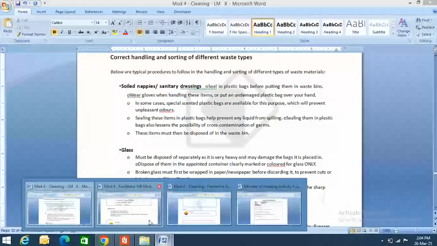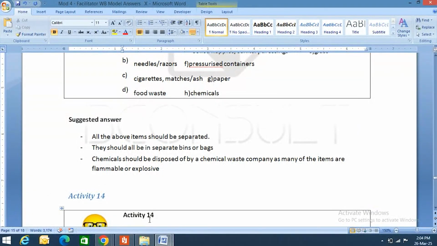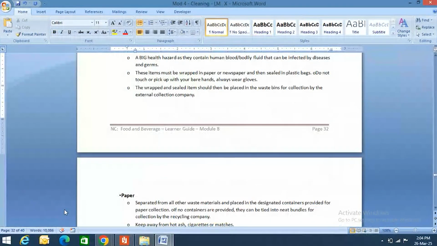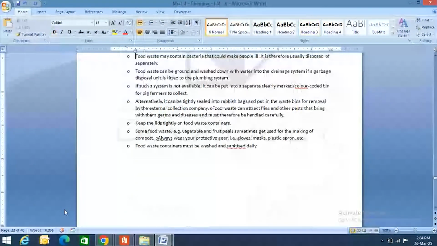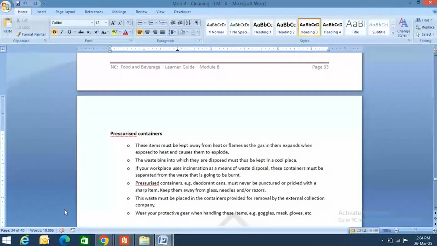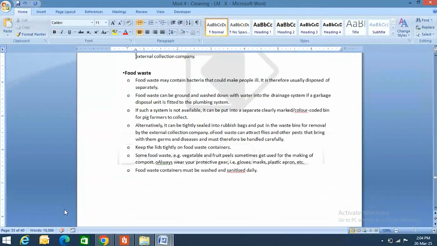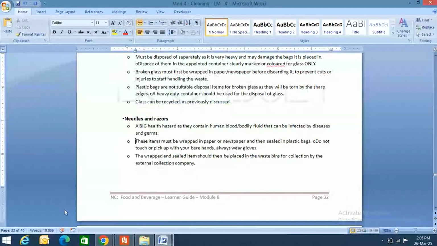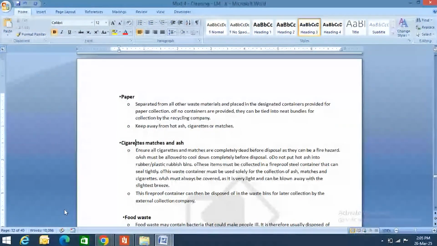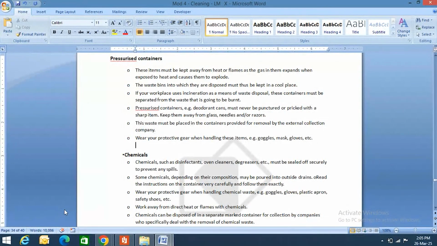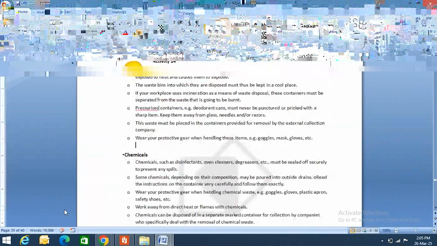So let's see what they are. Needle, cigarette, food, chemicals. So it's everything there, from 32 and 33. You can start writing. Chemicals is on another page. I'll tell you which page has chemical waste. In the meantime, you can write your answers from page 32, 33.